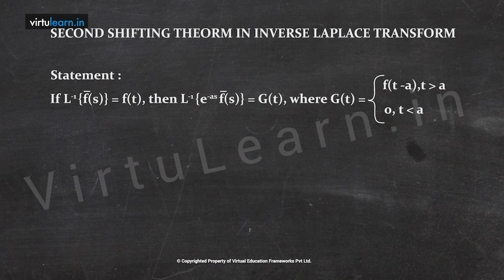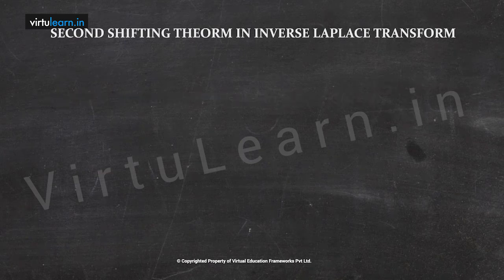It means if you know that L inverse of f bar of s equals f of t, then L inverse of e power minus as into f bar of s can be found. The function must be in this form, e power minus as into f bar of s. Then only can we apply the second shifting theorem. Now let me explain one problem on this method.